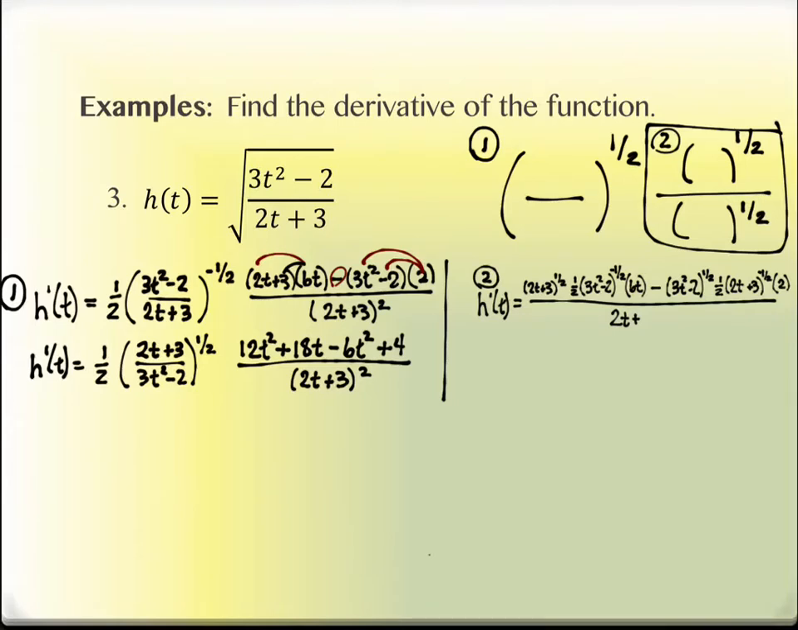So let's take a look at combining the numerator on the second set first. 12t squared plus 18t minus 6t squared plus 4. What will that become?